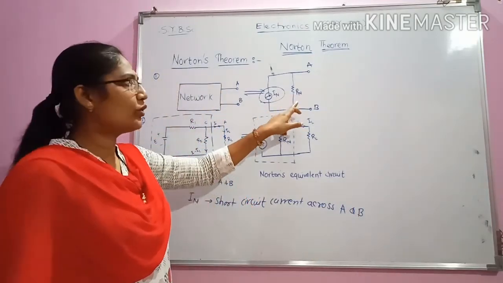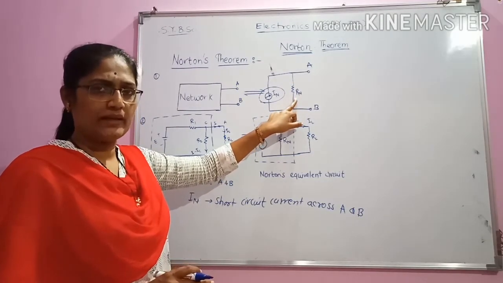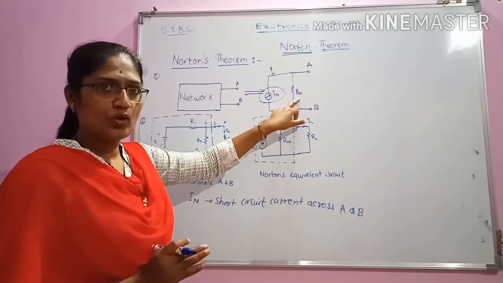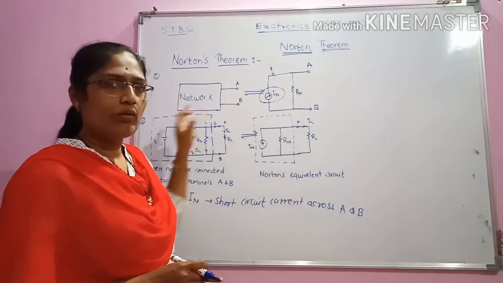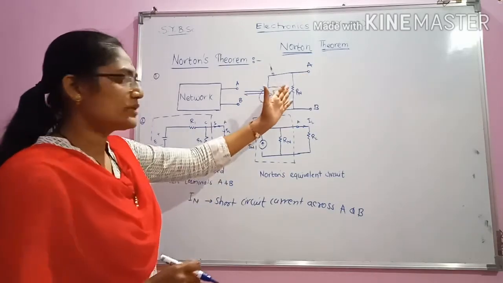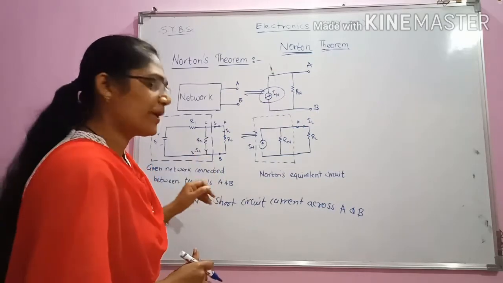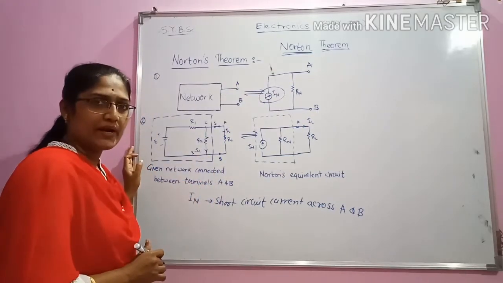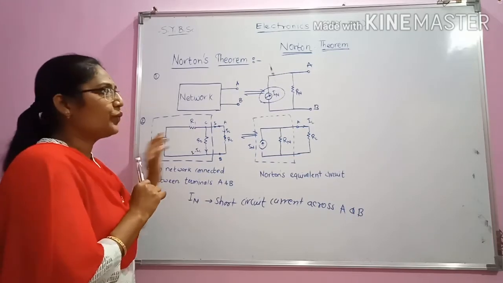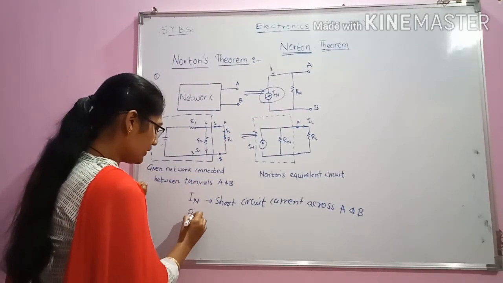And what will be the value of Rn? The value of Rn will be similar to what we have utilized in case of Thevenin's theorem. That is, the value of Rn is obtained by replacing all the sources in the circuit by their internal resistances. So the second part will remain the same. Only we have to replace the first part by IN. V will be replaced by IN, and there they were in series. Now here they are in parallel.